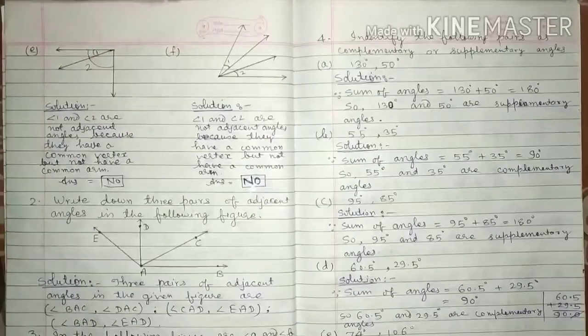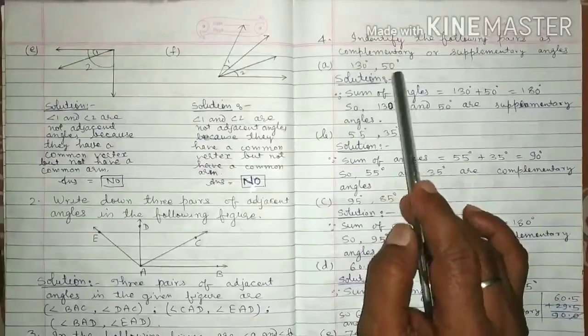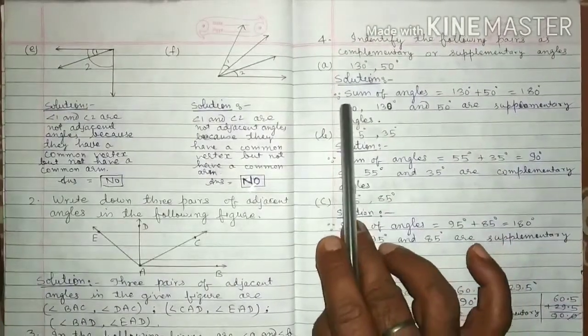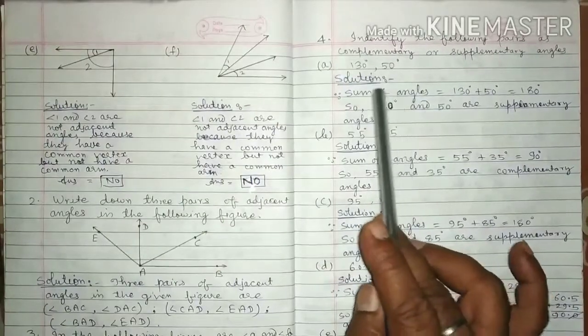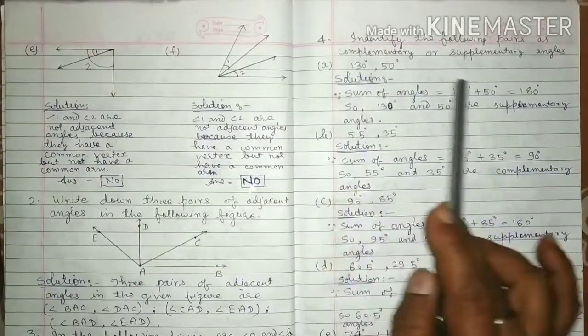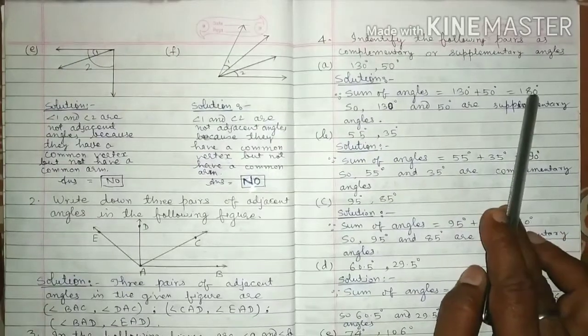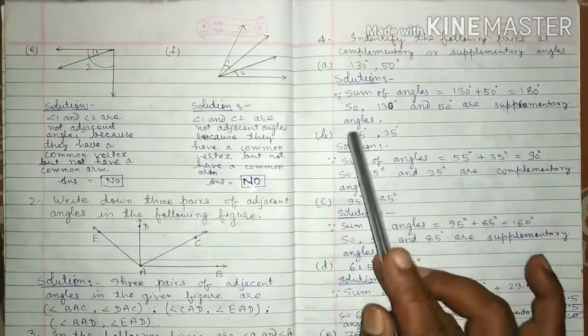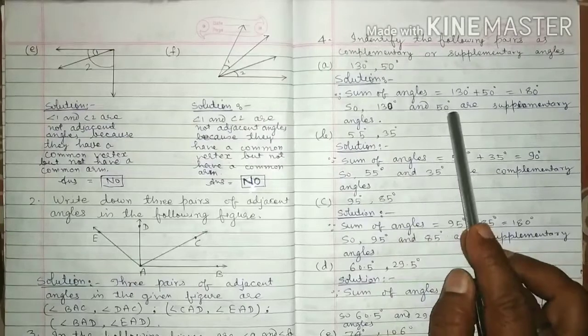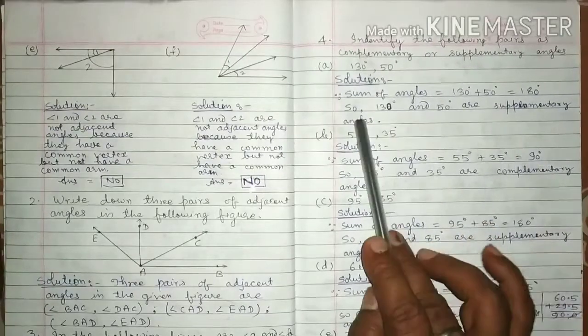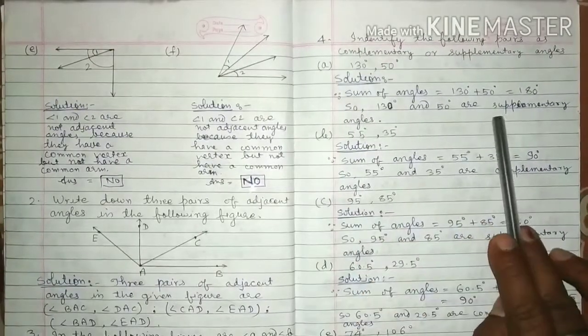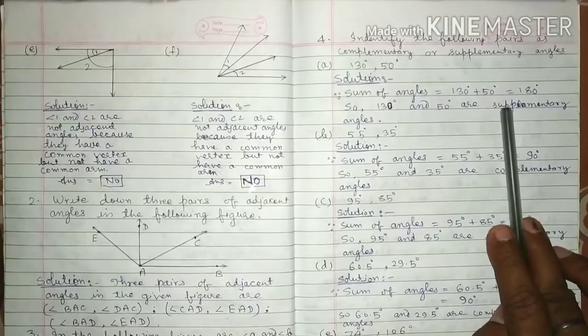Question number 4. Identify the following pairs as complementary or supplementary angles. Question number A. 130 degree, 50 degree. For the solution of this question, we write sum of angles is equals to 130 degree plus 50 degree. This equals to 180 degree. So 130 degree and 50 degree are supplementary angle. Two angles are said to be supplementary if their sum is 180 degree.